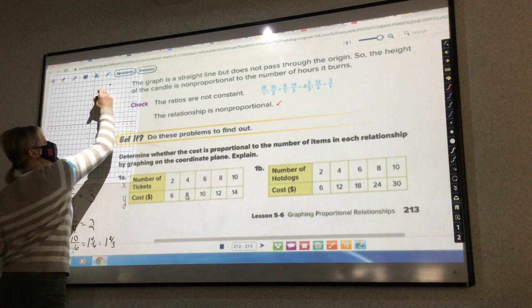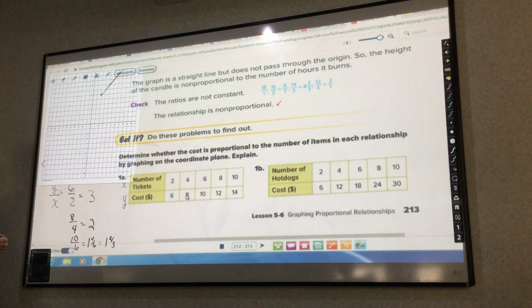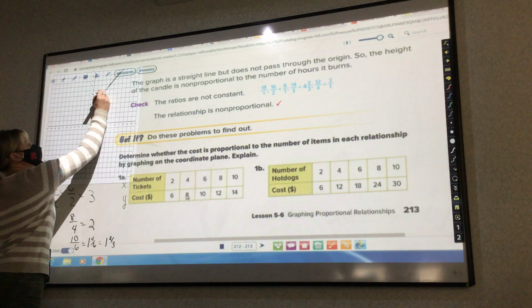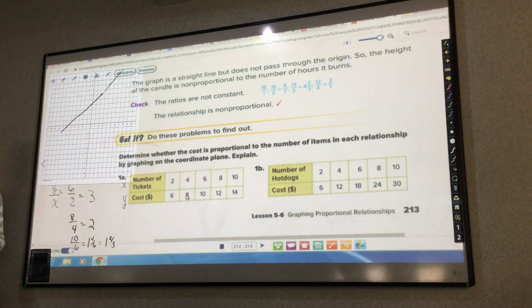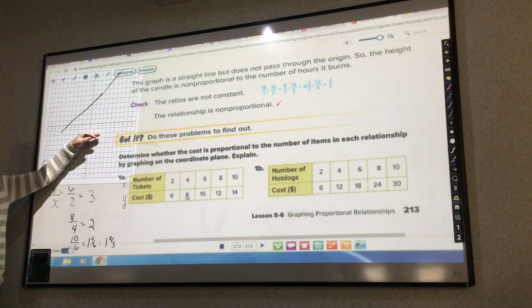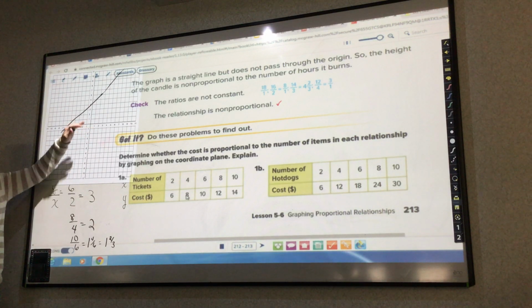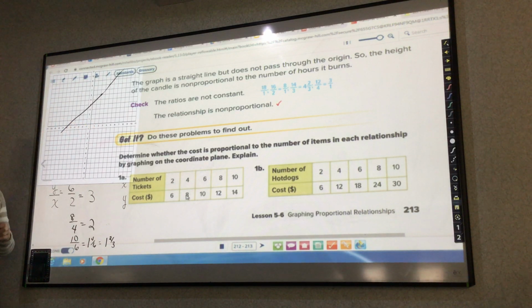Does this look like a straight line? It does, doesn't it? But if I continue my straight line, which I should have used a ruler for, does it go through the origin? No. Okay? There will be a coming time where you will know how to make an equation from this. Okay, but right now we're not quite at that point.